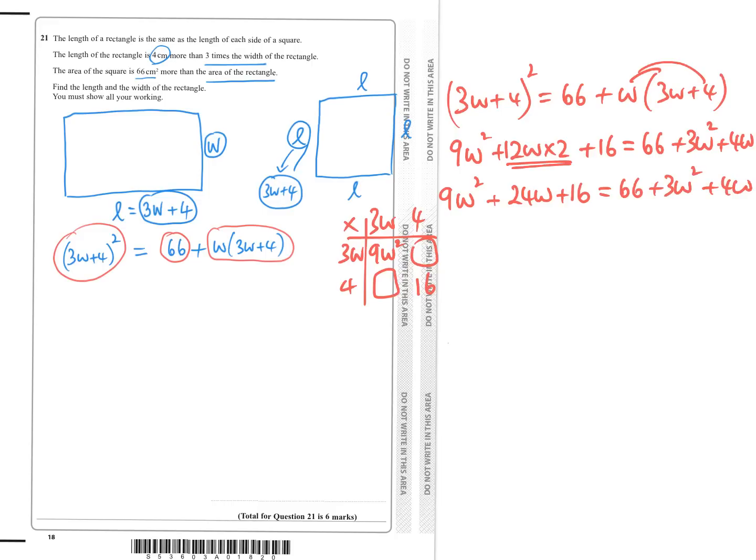Let's get everything onto the left hand side. So we'll take 3w squared from both sides, and that will leave us with 6w squared here. We'll take 4w from both sides, and that will leave us 20w here. And we'll take 66 from both sides, so that will be minus 50 equals 0. I can see that these are all even, so I'm going to halve them all.